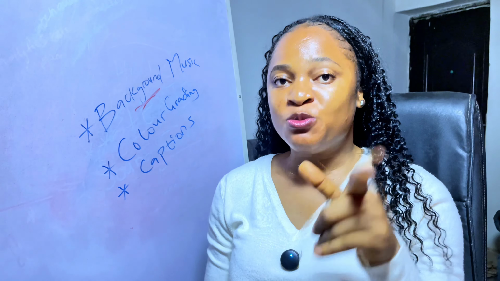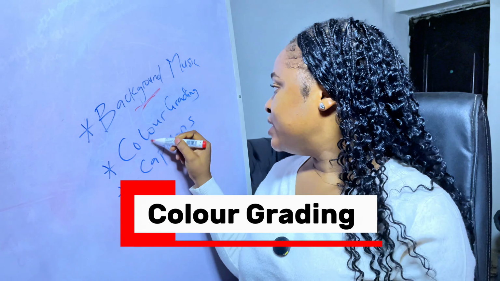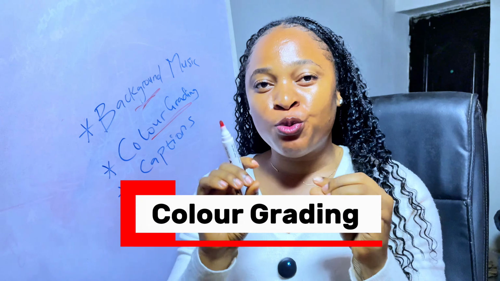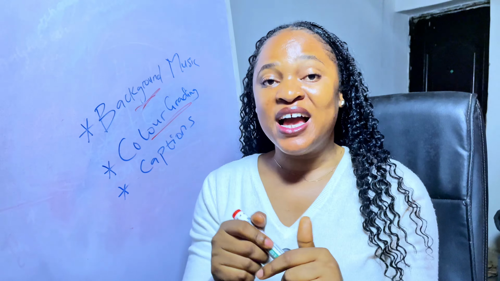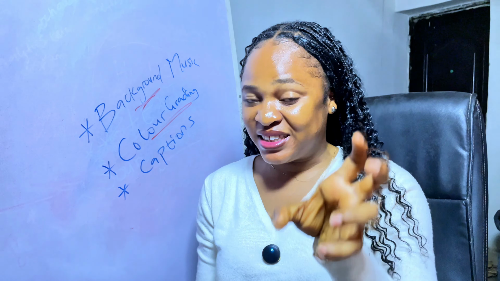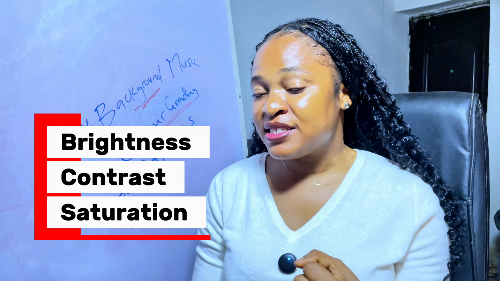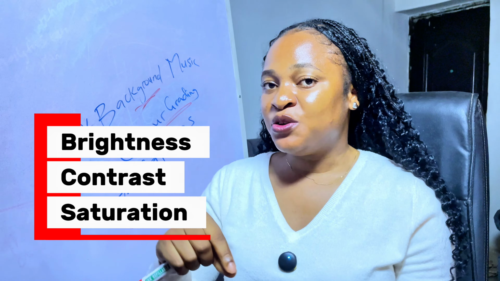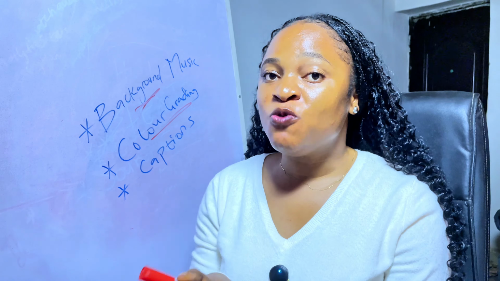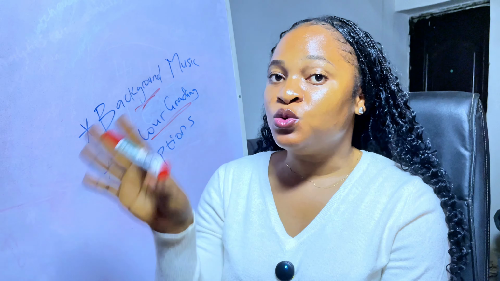So the next thing that I do to my videos when I'm editing them is color grading. This helps the colors of your video to pop properly. It enhances your videos and makes them very attractive and look bright too. So when I'm color grading, I adjust the brightness, the contrast and the saturation. I just do little edits to them. I don't over edit my videos because I still want them to look natural.